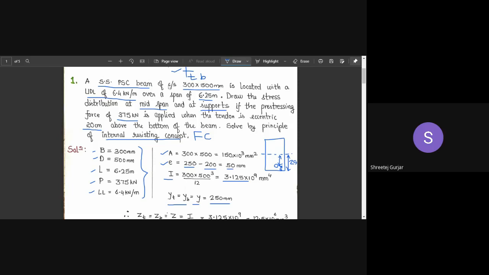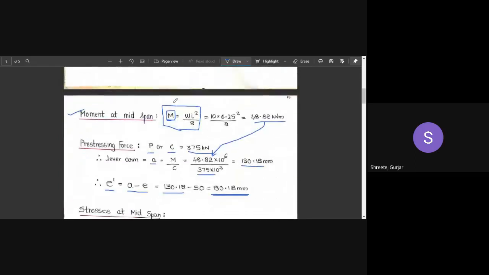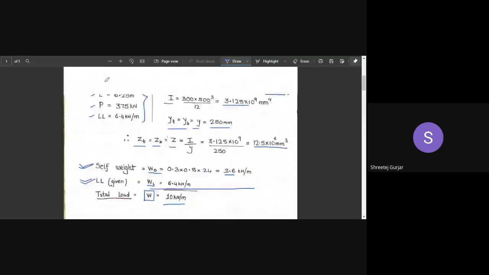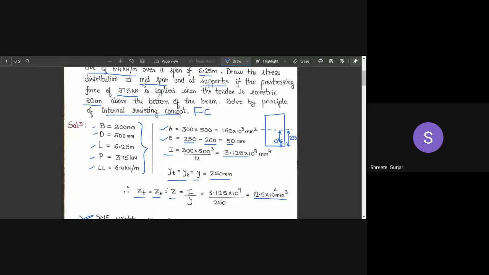So this is regarding your first numerical, right? Rectangular cross section, eccentric tendon. You have calculated moving on to support. Sorry, we have solved only half of the things. We have only done midspan, so we need to calculate at support.